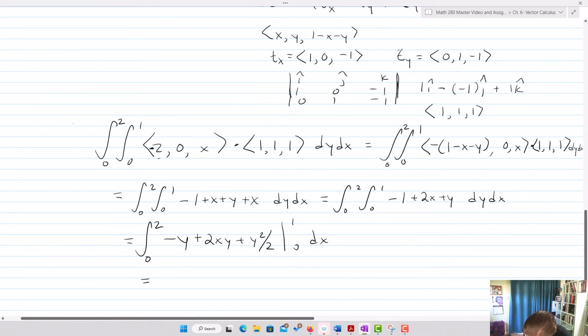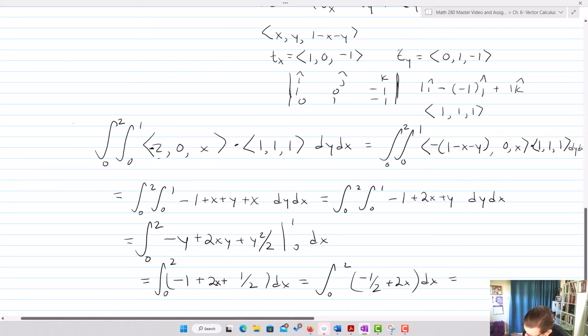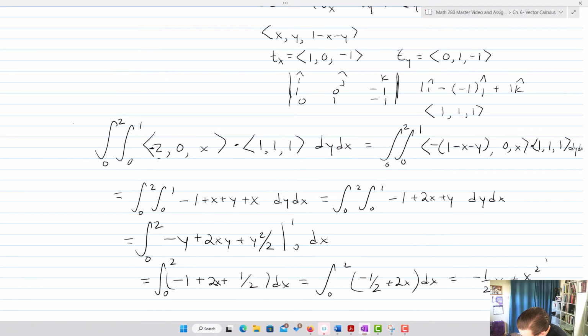This ends up giving me negative 1 plus 2x plus 1/2. I got that 0 integrated from 0 to 2, and that's 2x, excuse me, dx, which is the integral from 0 to 2 of negative 1/2 plus 2x dx, which will be just negative 1/2 x plus x squared, evaluated from 0 to 2.